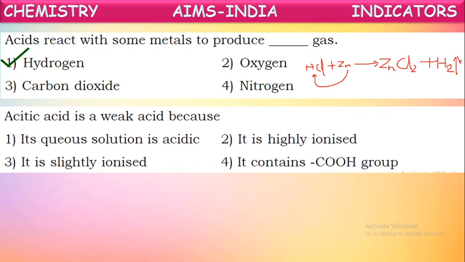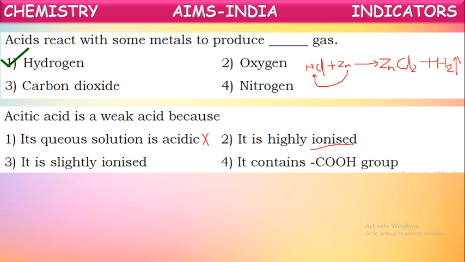Next one. Acetic acid is a weak acid because, yes, we know acetic acid, which is present in vinegar, is a weak acid. Why do we call this acid a weak acid? What is the reason for calling this weak? See the options. Its aqueous solution is acidic. Of course, an acidic solution it forms, but it is not the correct reason for calling this a weak acid. See, it is highly ionized.